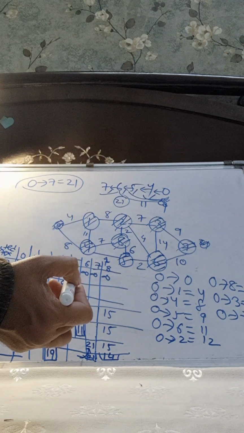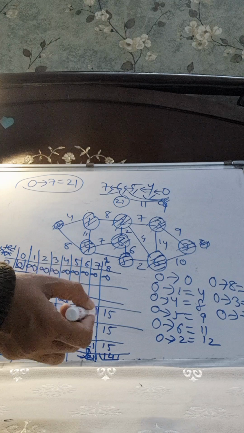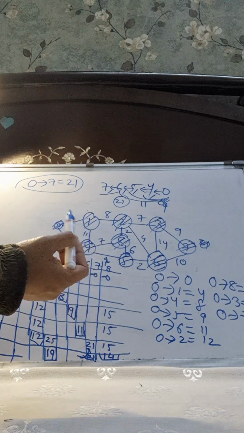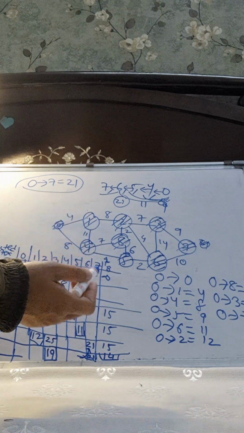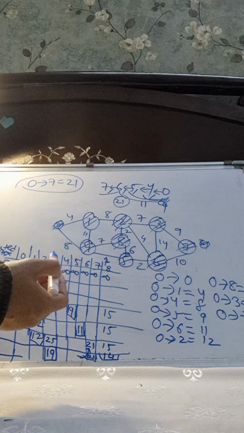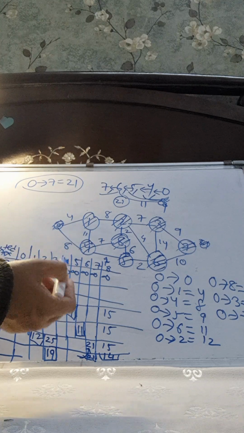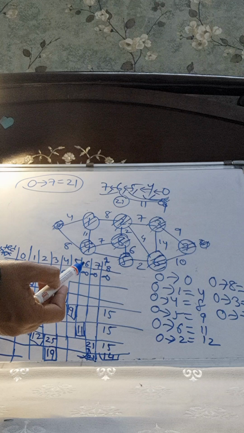That's all for this Dijkstra algorithm numerical, and I have done this to tell you how it works well for an undirected graph. Earlier I told you about a directed graph, and this question is related to an undirected graph.